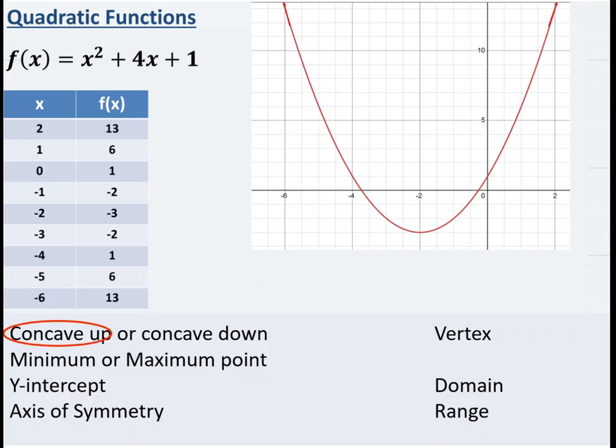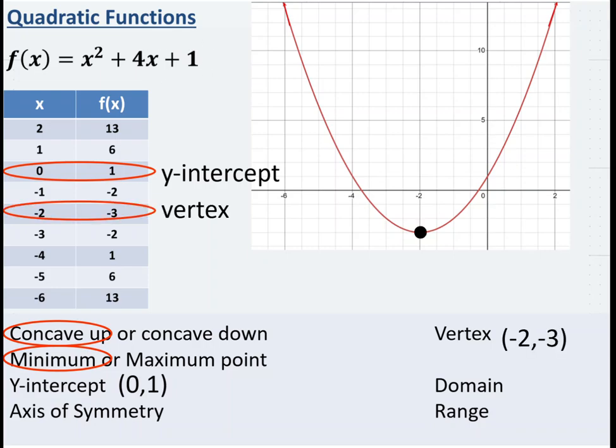Does it have a minimum or a maximum point? So again, it's concave up, so that means it's going to have a low point, so it should have a minimum. The y-intercept, there's 3 different places that we can find it. We can find it on the graph, we can find it on the table, and we can find it in the equation, right? That c, that 1.